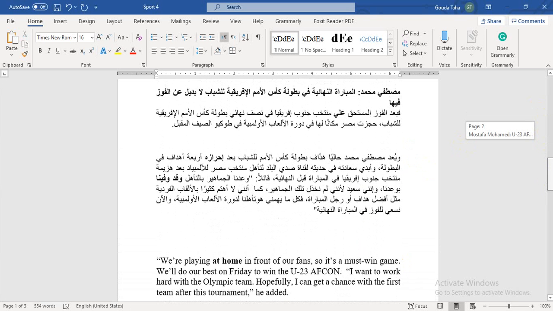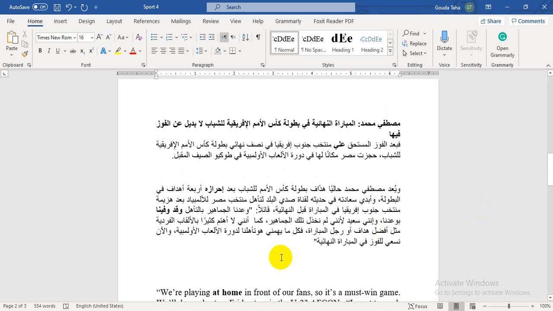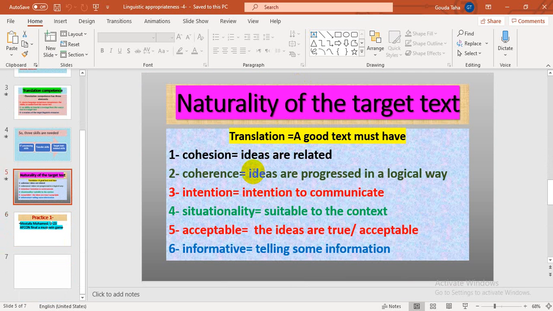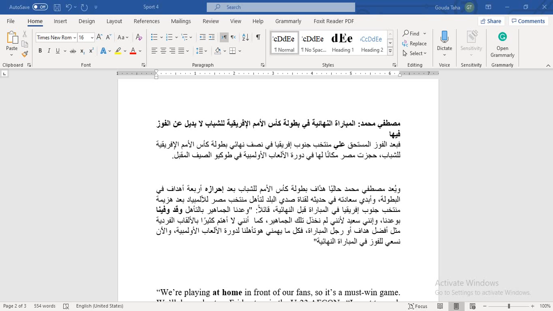So it will be in a separate sheet or paper. So let's read it as a text. Remember again that a natural text is coherent, the ideas are related, and there is some kind of logical connection between the expressed ideas, and there is communication and suitability to the context. All the words that are there are suitable to this context, and the information that is there is true and the information makes sense. Let's read it as a text.